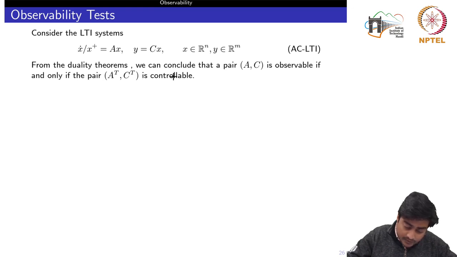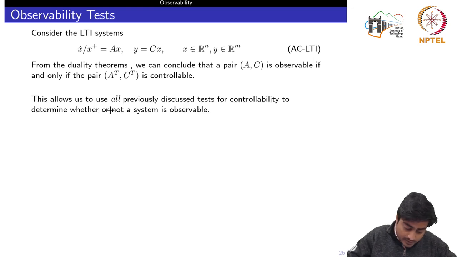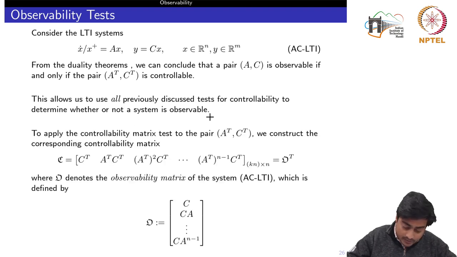From the duality theorems, we can conclude that a pair AC is observable if and only if the pair A transpose C transpose is controllable. Previously we had seen AB is controllable if and only if A transpose B transpose is observable. It's just the pair. Here we have replaced B by C and the results remain the same. This allows us to use all the previously discussed tests for controllability to determine whether or not the system is observable, particularly for the LTI system. This we can visualize also.